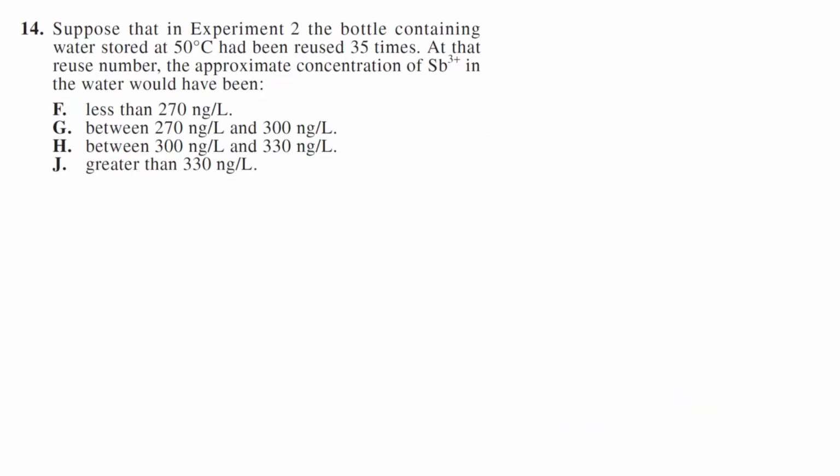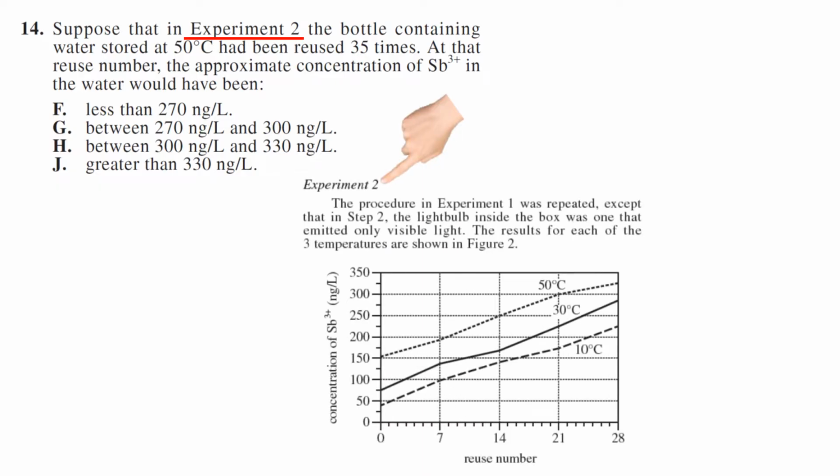Suppose that in experiment 2, so put your finger on experiment 2, the bottle containing water stored at 50 degrees Celsius, so put your finger on the 50 degrees Celsius line, had been reused 35 times. So from 35, 28 to 35 is going to be the same distance from 21 to 28. So it's going to be about there. At that number, the concentration would have been. So we can see this continues to trend upwards. And we know it's going to be greater than 330, so your answer has to be J.